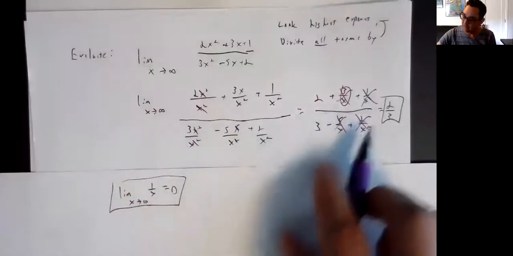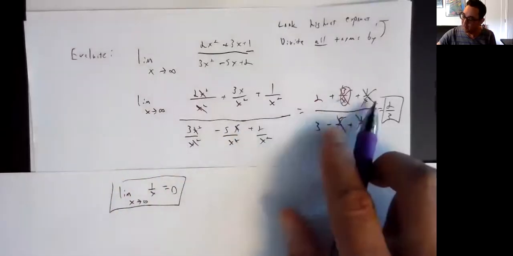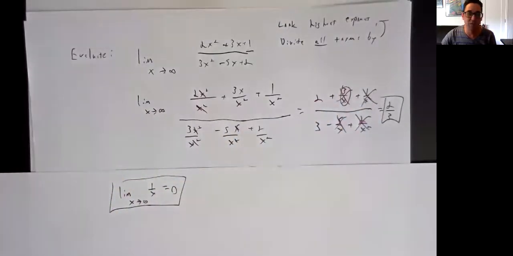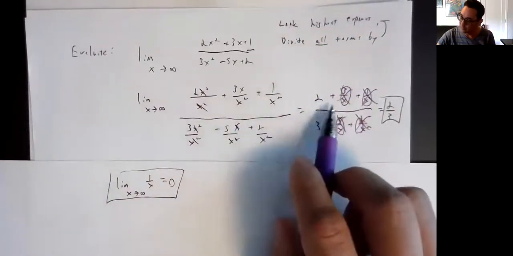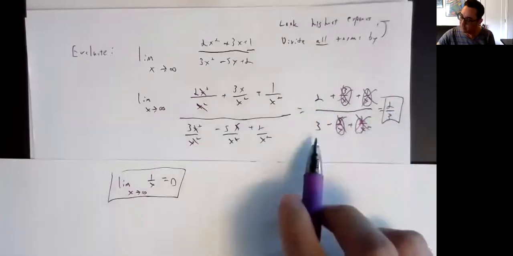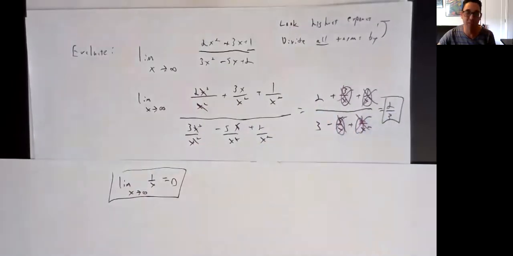So once you divide everything by the highest exponent, all the terms that have an x in the bottom just become 0. They all became 0 and disappeared. What I did was 2 plus 0 plus 0. Well, that's just 2. 3 minus 0 plus 0, that's just 3. Right, so they all become 0, and essentially just vanish. That's why I just crossed them off. They're 0. Who cares? They don't even need to be there.